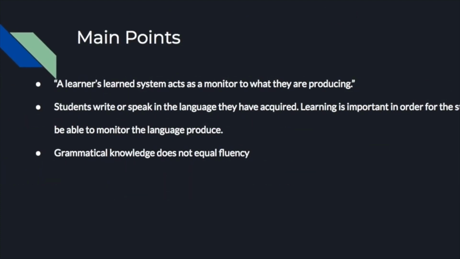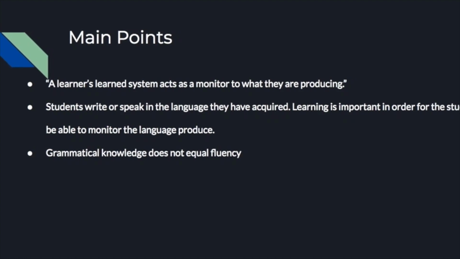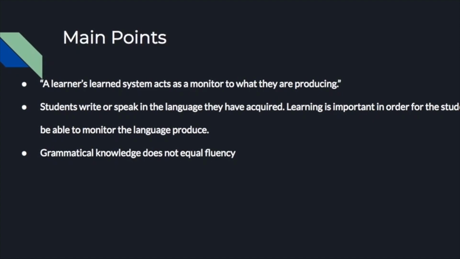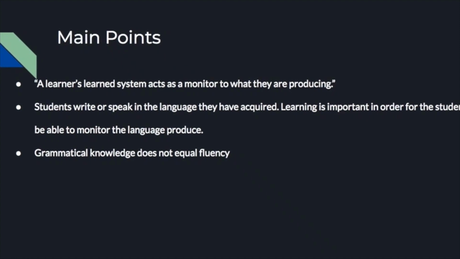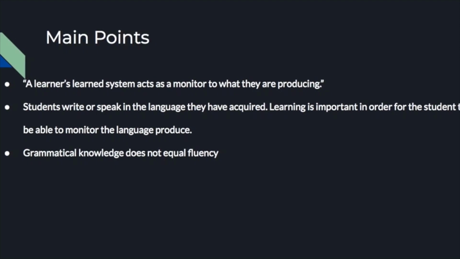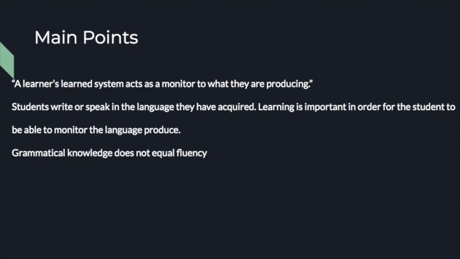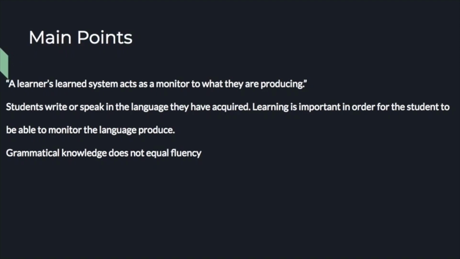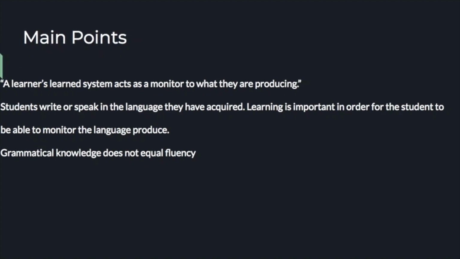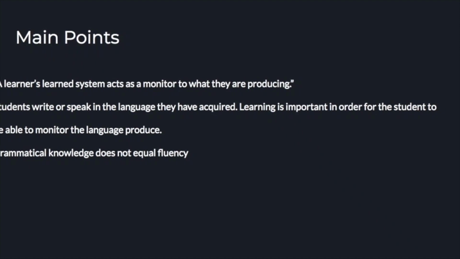So, some main points. A learner's learned system acts as a monitor to what they're producing. So this means the learned system is used to check what is being spoken. Students write or speak in the language they've acquired. Learning is important for the student to be able to monitor the language produced. And grammatical knowledge does not equal fluency. The monitor is internal, pretty much monitoring and correcting the language as you go.